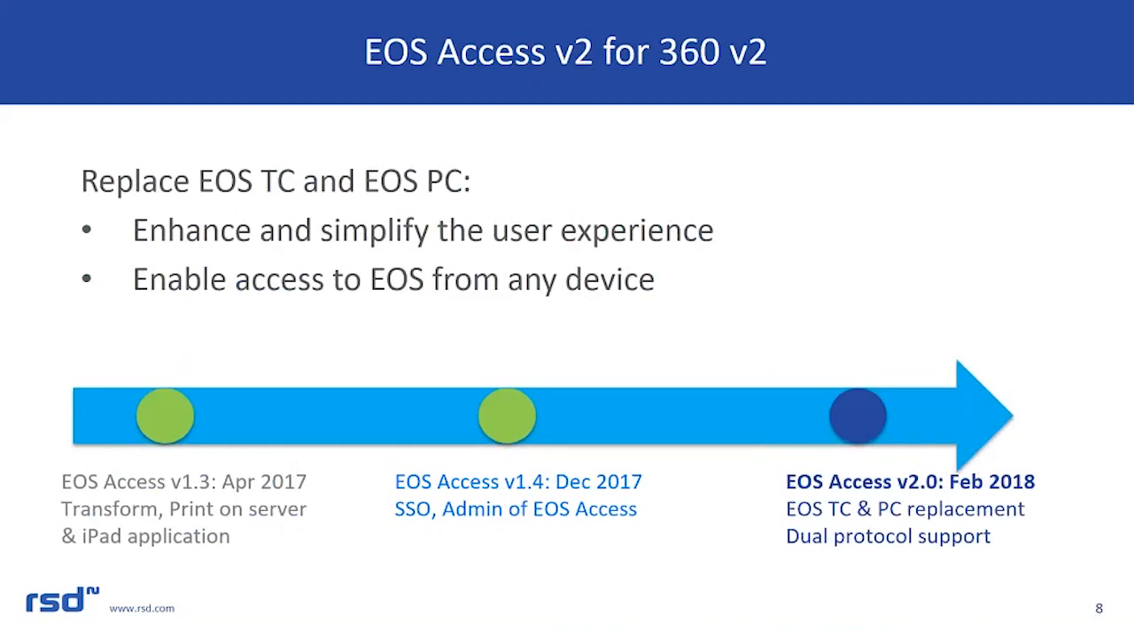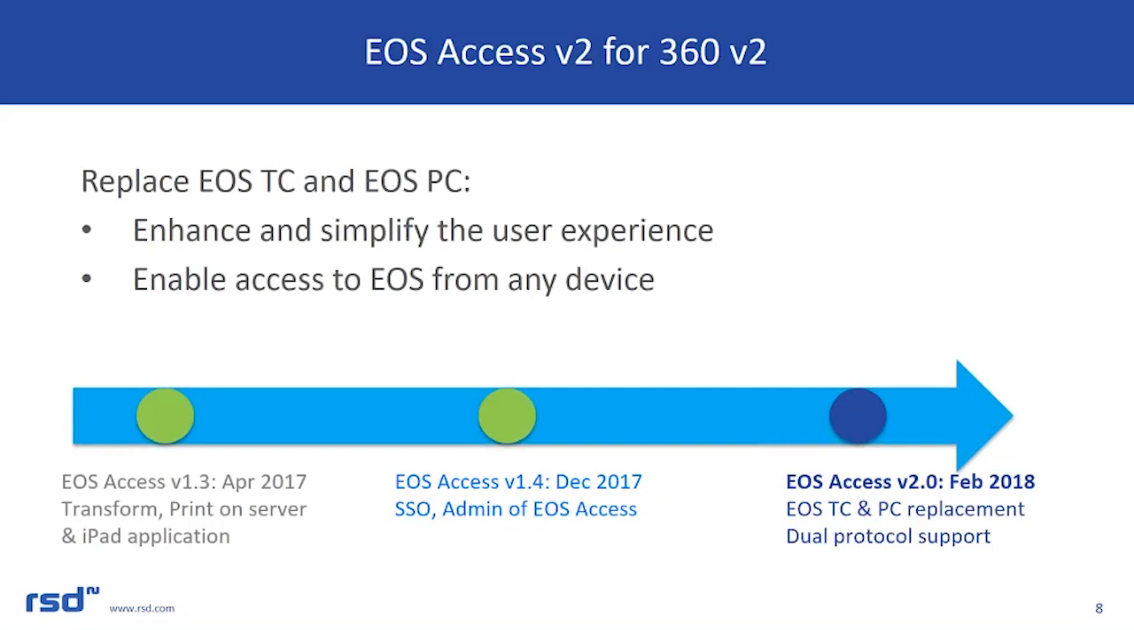Continuing specifically with the EOS 360 V2 roadmap, we want to present EOS Access and focus on that for a few minutes, the user access interface provided by EOS Access. EOS Access version 2.0 has a planned release in February 2018. The strategy is to have a replacement for EOS PC and the EOS Thin Client that includes all the features now available via connected mode.